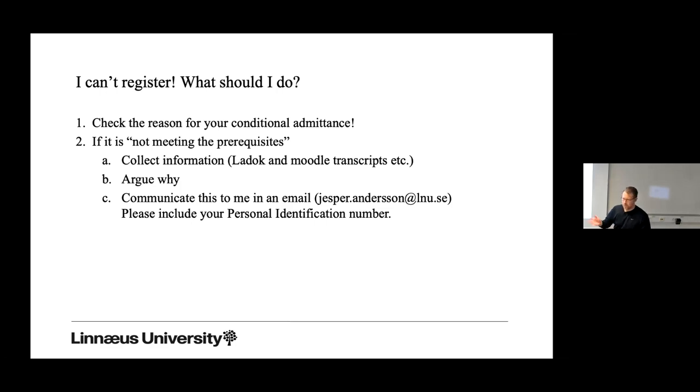And the only way to do that is to compile and submit documents and some kind of argumentation that you actually meet the prerequisites. And then you just send it to me in an email. Please use the course code in the subject line, otherwise I might miss it. And include some kind of identification number so I will know who I'm dealing with. The sooner you do that, the better, because that will help us a lot. You will be added to Moodle and all this and that.